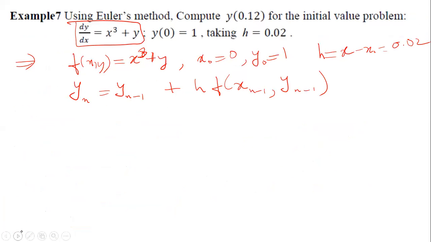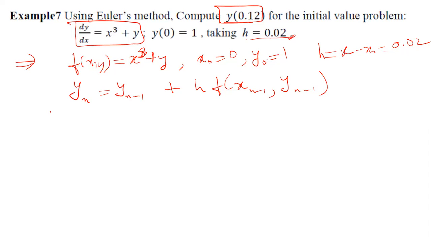Now the approach is again quite simple. What is given to us is 0.02. We have to compute the value of y at x equal to 0.12. So how many steps do we have to take if we choose our step size as 0.02?